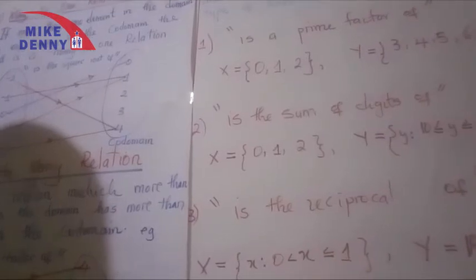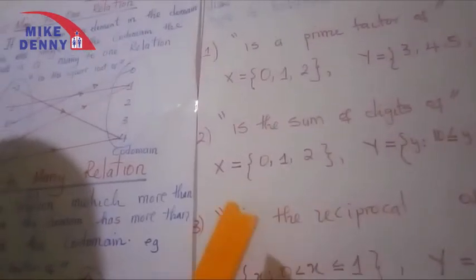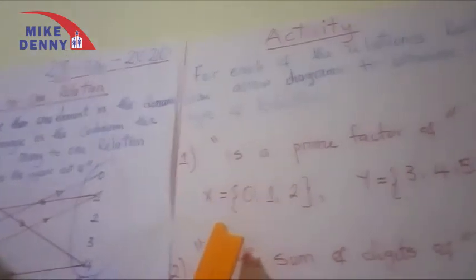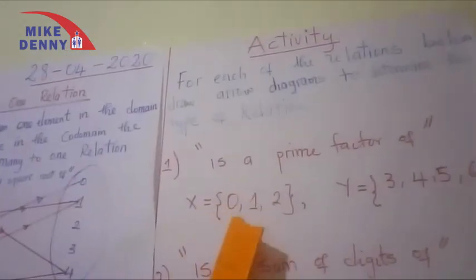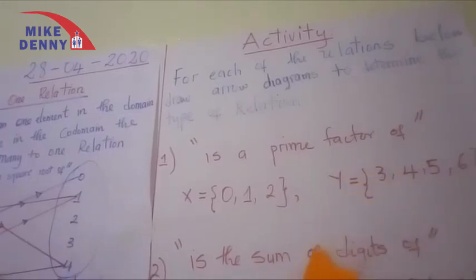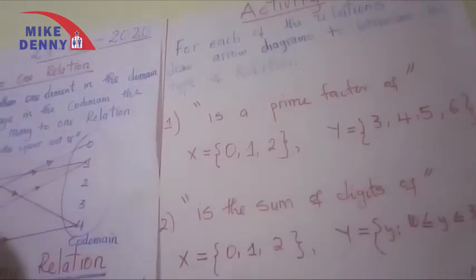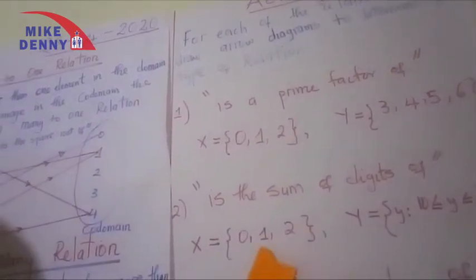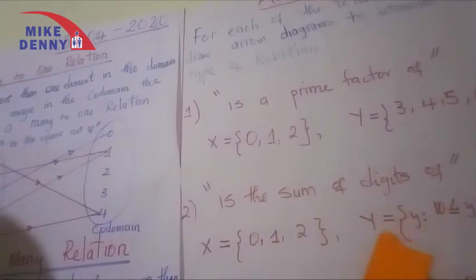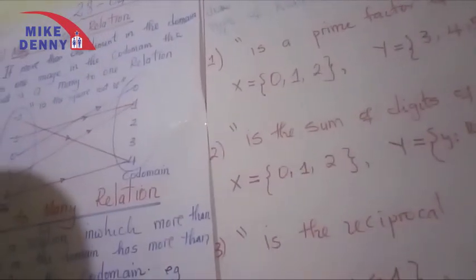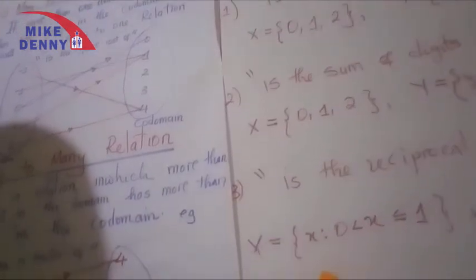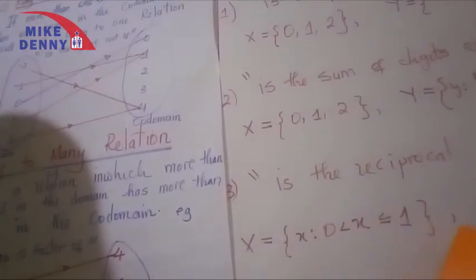I take the questions over again. The first one is the prime factor of; we have our set x and our set y. Then the second one is the sum of digits of; we have the set x and the set y. Then the last one is the reciprocal of; we have the set x and the set y.